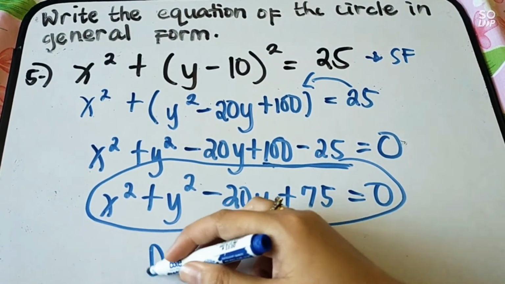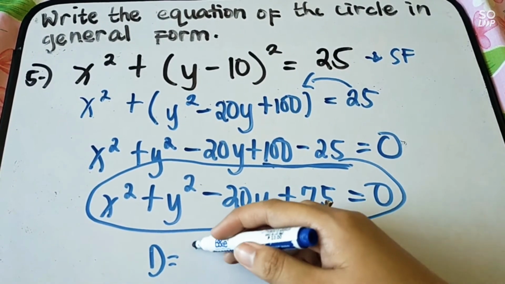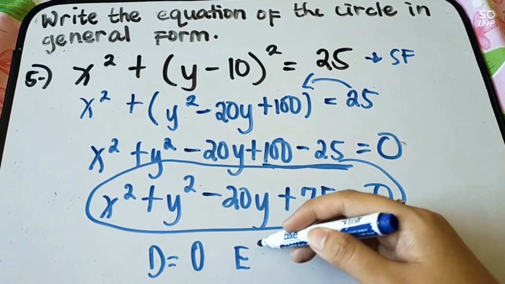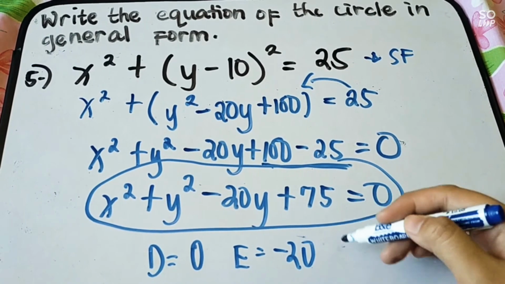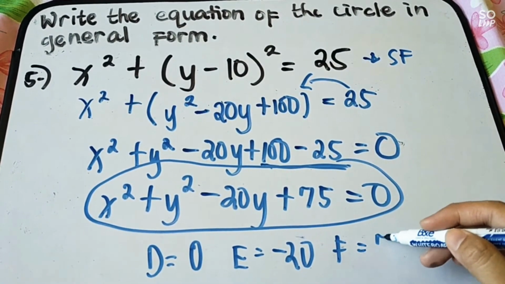Again, anong D natin? Katabi ni X, wala. 0. Ang E natin, katabi ni Y, negative 20. Ang F natin, we have positive 75.